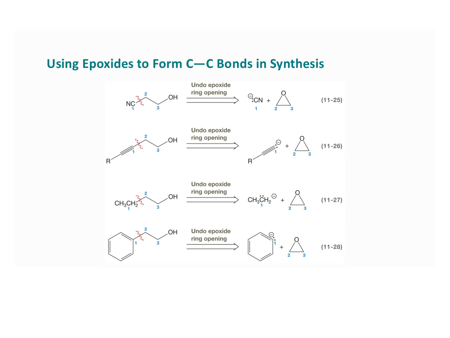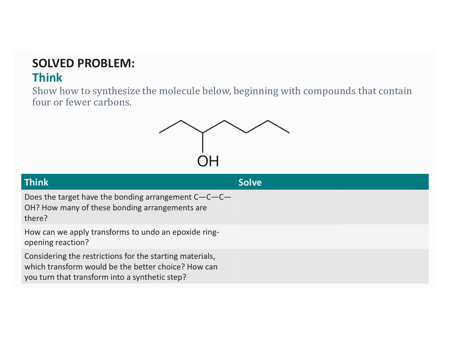So notice that pattern. Carbons 2 and 3 have to come from the epoxide. And so remember, we're looking at transforms here. So these would be the product, and we're thinking about how we could synthesize it. And these two things could be used to synthesize it. So let's do a problem like one that you would see. It says, show how to synthesize the molecule below, beginning with compounds that contain 4 or fewer carbons.